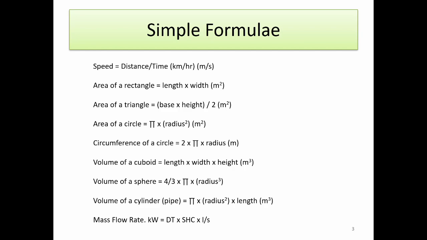So if you know the internal diameter of your pipe, the radius is half of that, so pi times the radius squared times the length of the pipe will tell you how much water you've got in the pipe in meters cubed.